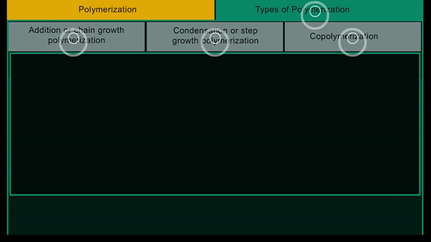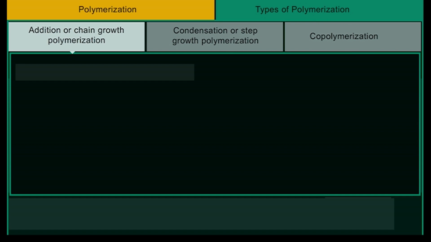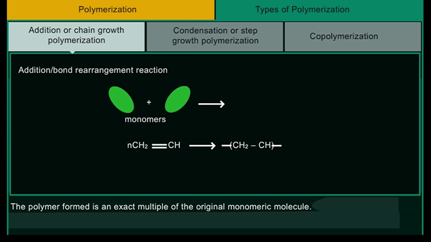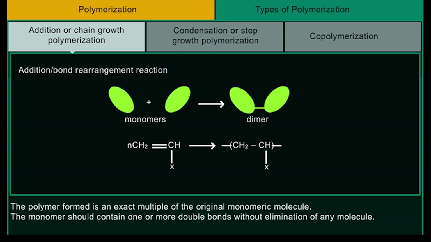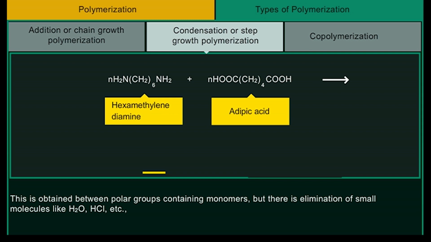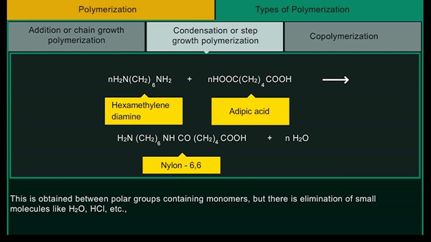Addition or chain growth polymerization. In this process, the polymer formed is an exact multiple of the original monomeric molecule. The monomer should contain one or more double bonds without elimination of any molecule. Condensation or step growth polymerization is obtained between polar groups containing monomers, but there is elimination of small molecules like H2O, HCl, etc.